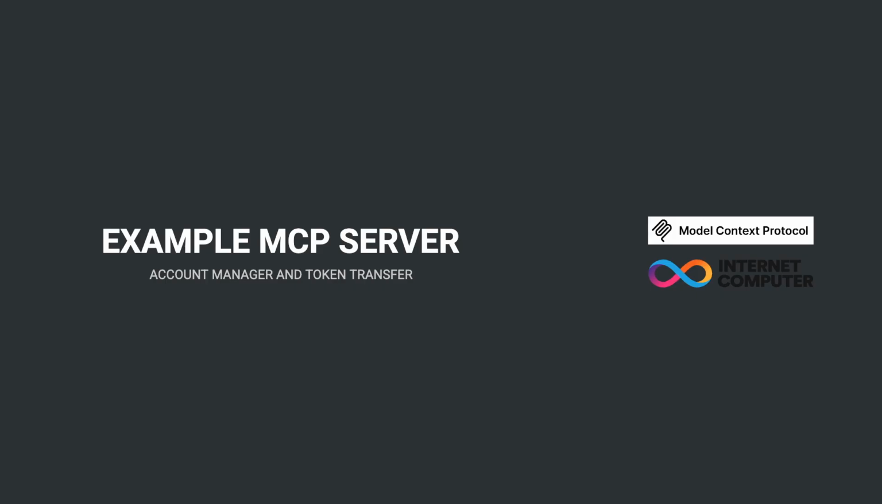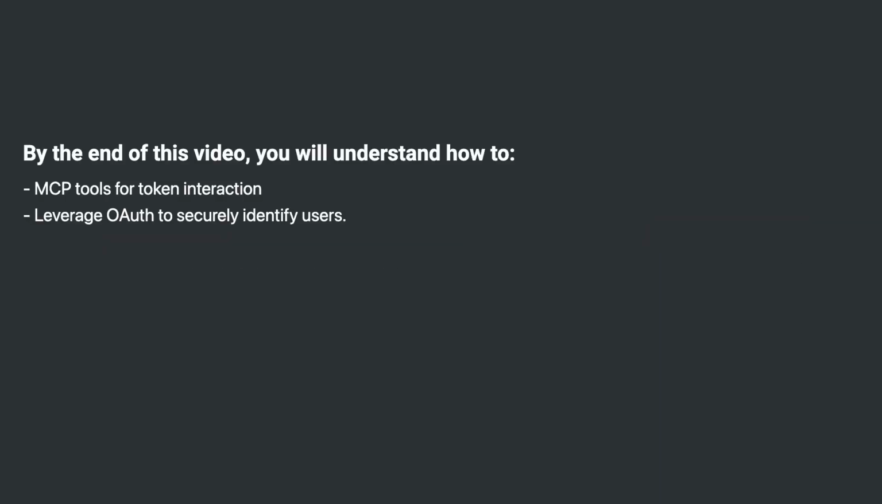Imagine an AI assistant that can't just answer questions, but can transfer tokens, check balances, and manage on-chain assets on your behalf, all secured by your standard web login. By the end of this video, you will understand how to, first, implement MCP tools for common financial operations like transferring tokens and checking balances. Second, leverage OAuth to securely identify users. And most importantly, use a user's digital identity to create and control their own unique, secure sub-account on the blockchain. This is where AI meets decentralized finance.